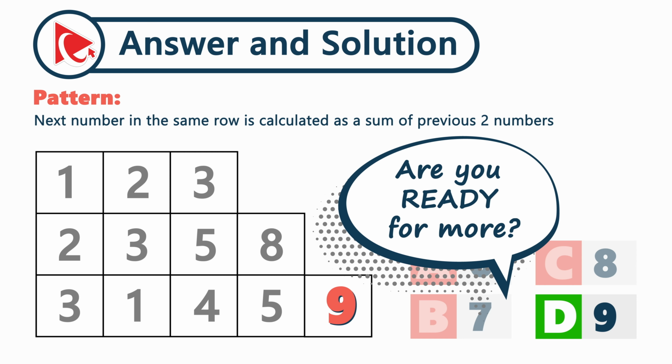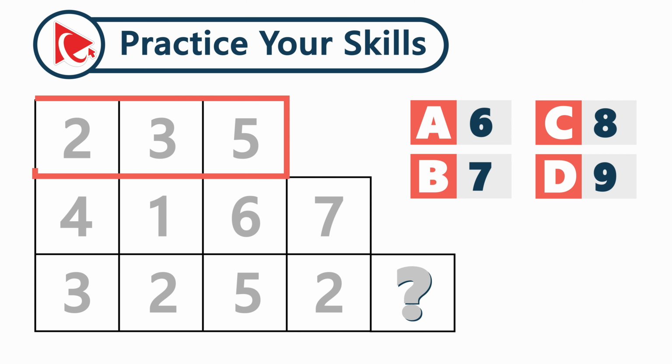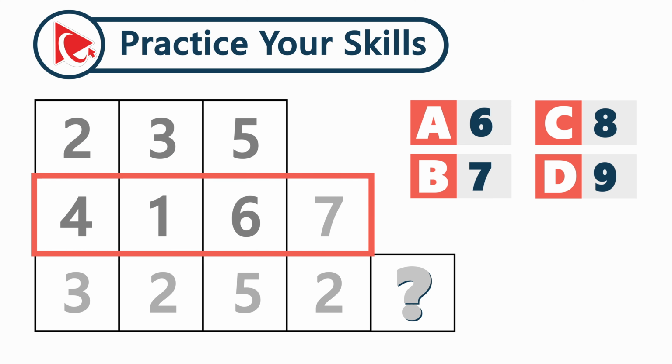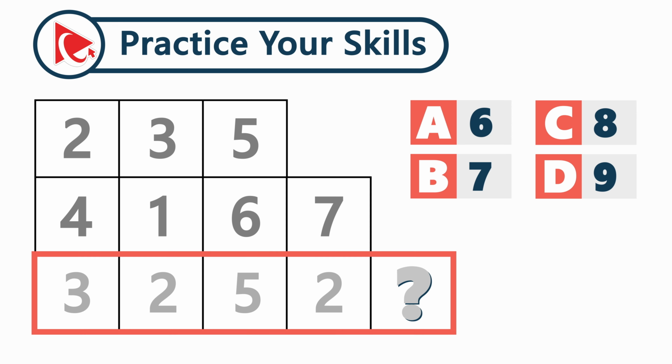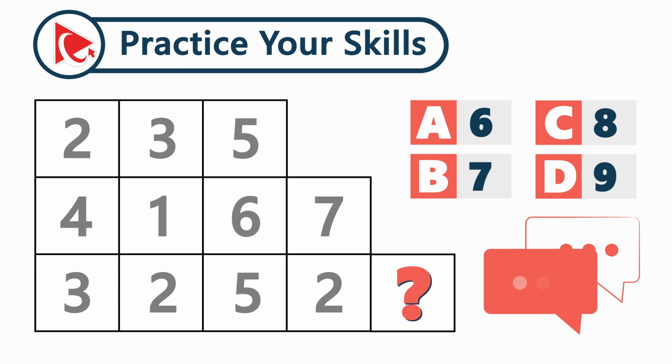Are you ready for more? Try this question to see how you would do. You're presented with a cool-looking shape, which has 3 rows of numbers. First row has numbers 2, 3, and 5. Second row has numbers 4, 1, 6, and 7. And then the third row has numbers 3, 2, 5, 2, and then comes the missing number, which you need to calculate and select your answer out of 4 possible choices. Choice A, 6, choice B, 7, choice C, 8, and choice D, 9. After you've selected your final answer, post it in comments and I'll share my feedback. Enjoy solving this cool problem.